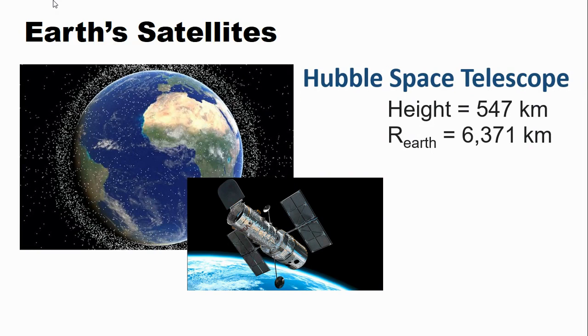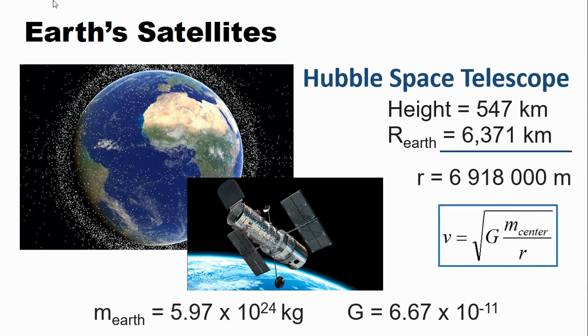In order to find its orbital velocity, we don't need its height above the surface of Earth, rather we need its distance to the center of the Earth. If we add the height above the surface of the Earth to the radius of the Earth, we end up with an orbital radius of 6,918,000 meters. We also know the mass of the Earth to be 5.97 times 10 to the 24th kilograms. In order to find our orbital velocity, we will also need the value of the gravitational constant.